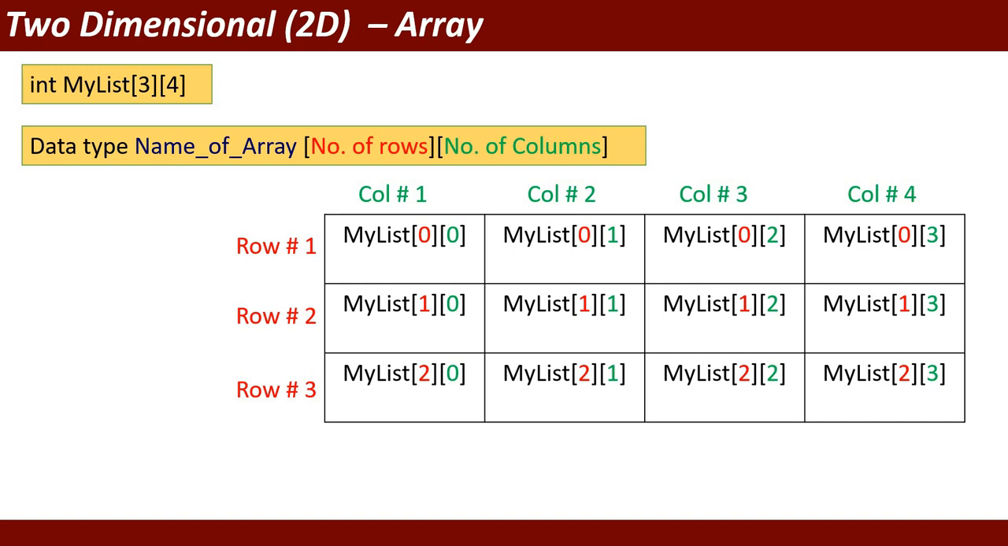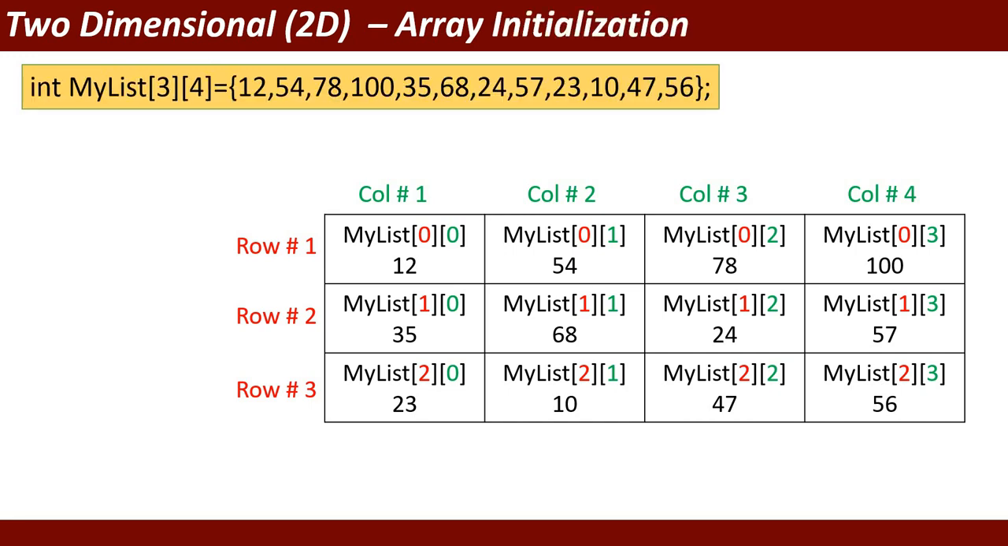In the same way, myList[2][1], [2][2] and [2][3]. Now I have given a value to each element of the array. For example, [0][0] contains the value 12, [1][1] contains the value 68, and myList[2][2] contains the value 47. And how can we initialize this array, that is a two-dimensional array?